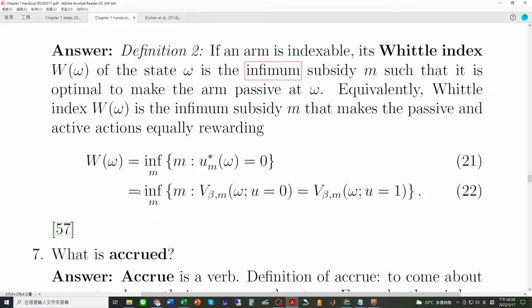And this is equal to the inf of the set of M such that V_β,M of ω and u equals 0 is equal to V_β,M of ω and u equals 1.